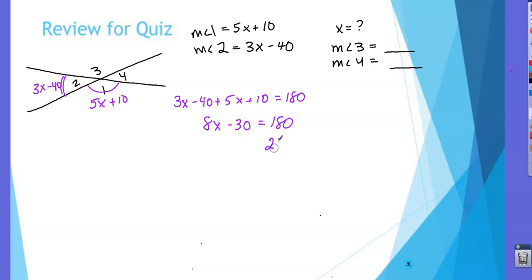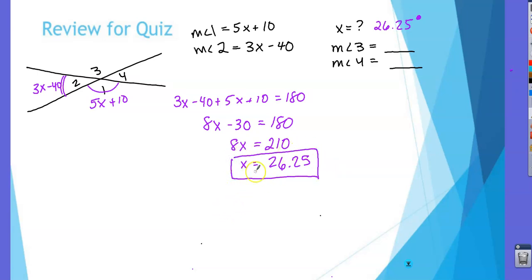Add 30, so I get 210 equals 8x. I would divide both sides by 8. And I don't get the nicest number, but that's okay. I get 26.25 degrees, or whatever. It doesn't actually matter for that one. So that's what x is.